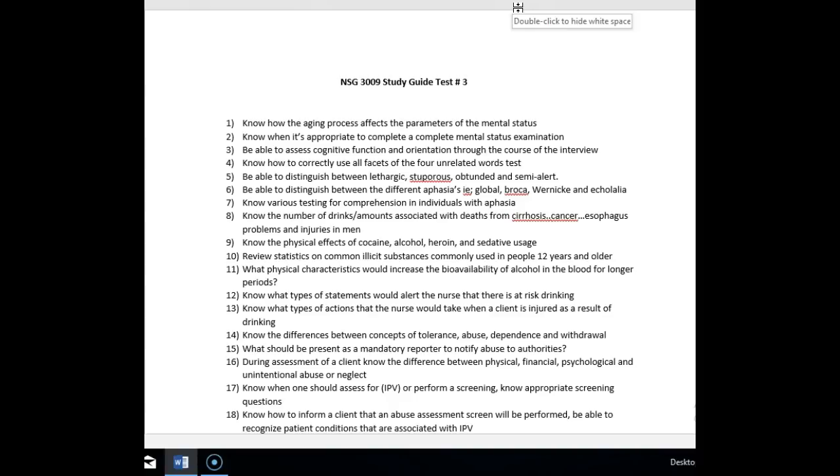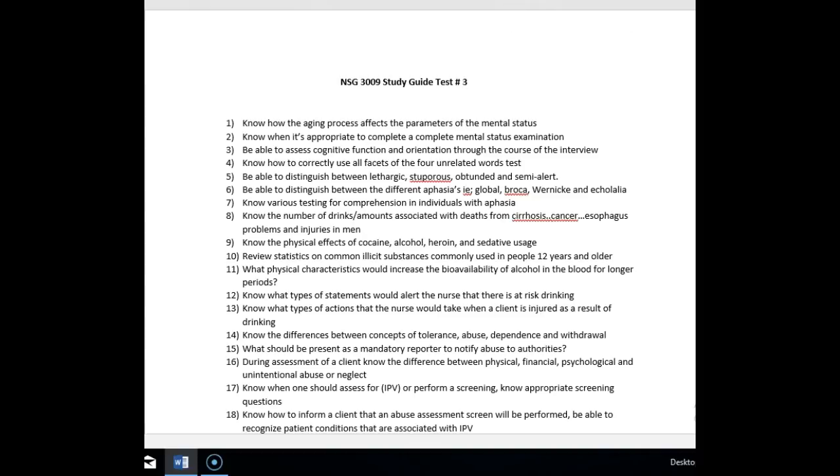Okay, so that's it with that. What should be present as a mandatory reporter to notify abuse to? We're moving on from the drugs, and we're going on to the next, talking about domestic violence and IPV.